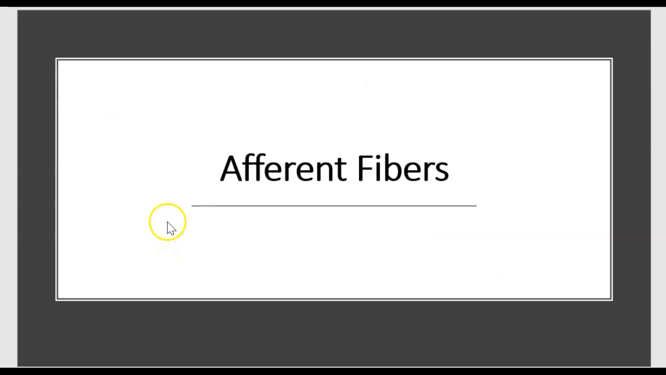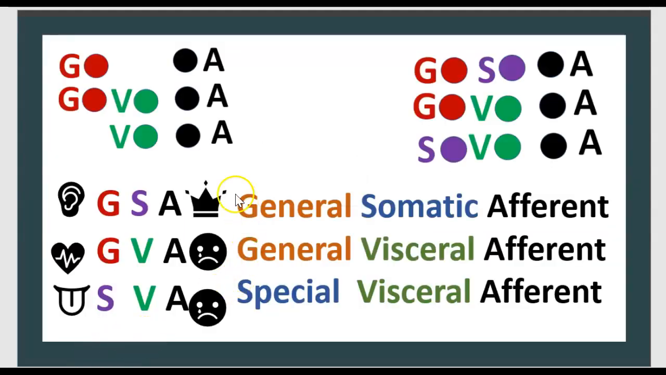Let's start with afferent fibers. To draw afferent fibers, you have to put 3 A's, then 2 V's, then 2 G's. 3A, 2V, 2G. And then you add one S here and another S here. That gives GSA, GVA, and SVA.